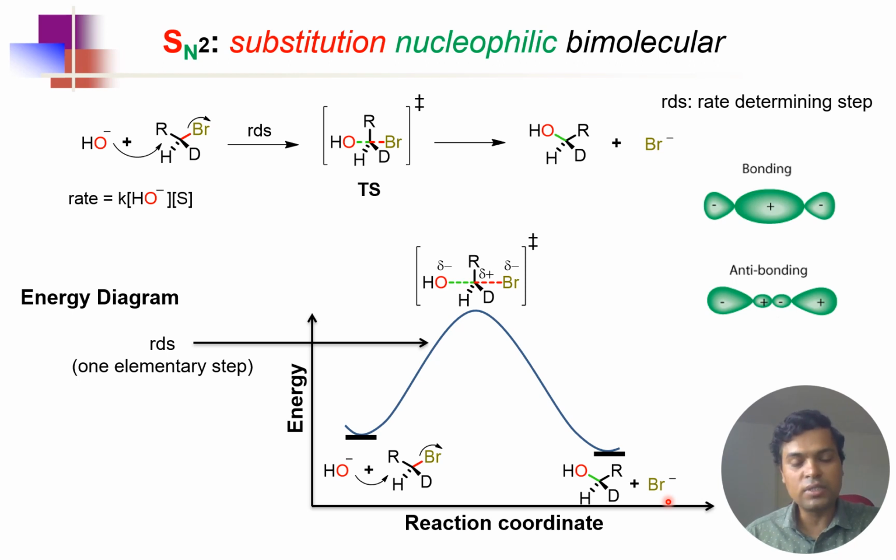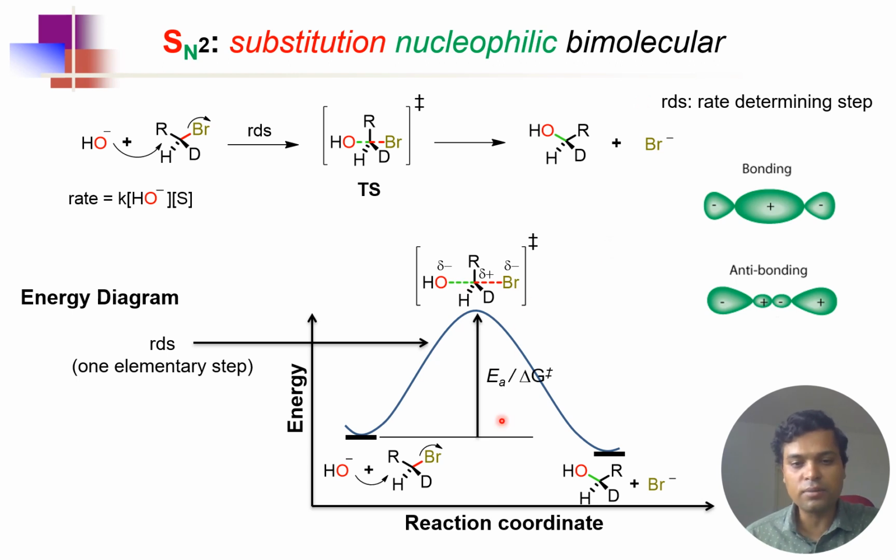So this is a one-step reaction, so it is one elementary step, therefore this should be the rate determining step. Okay, there is no other step, so you can just close your eyes and say this is my RDS. Now this is very important because in this RDS your nucleophile as well as substrate both are involved in the rate of the reaction. So that's why it is called substitution nucleophilic bimolecular reaction.